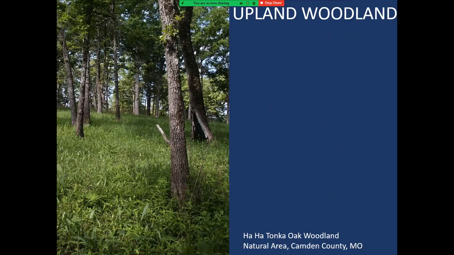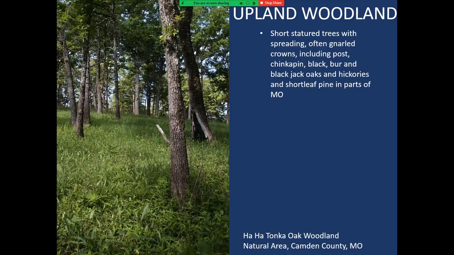Next, we have the topic of our presentation, and that is upland woodlands. So woodlands are typically fire-adapted or dry site forests in Missouri. They are characterized by short-stature trees with spreading, often gnarled crowns, including post, chinkapin, black, and blackjack oaks and hickories, and shortleaf pine in parts of the southeast Ozarks.